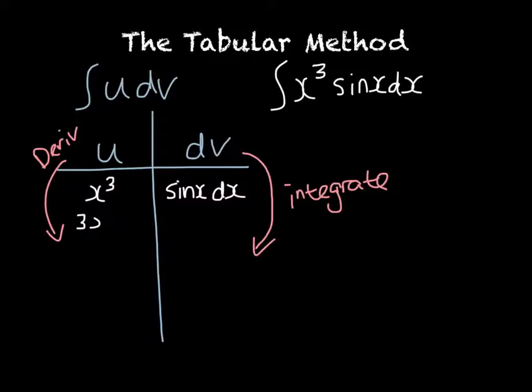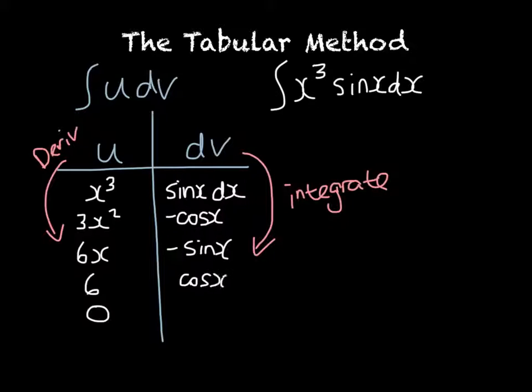Now on both sides, I'm just going to continue down, taking the derivative or integrating as appropriate. So we'll have 3x squared, 6x, 6, and then 0. And on the v side, I'm going to have minus cosine x, minus sine x, cosine x, and sine x. Technically, I should have plus c's on all of these, but we're just going to ignore that for now.